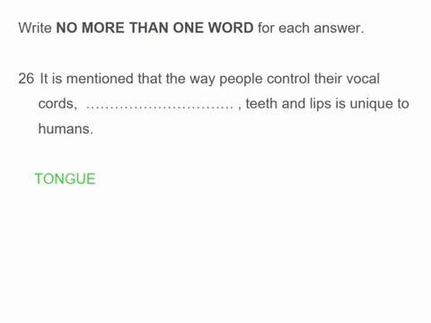Next one, it is mentioned that the way people control their vocal cords, blank, teeth, and lips is unique to humans. All right, again, another spot for prediction here. We've got a bunch of nouns. We know we're going to listen for a noun. All of these are related. And so perhaps that word tongue stood out to you as belonging to this list as you were listening to the passage. Hopefully so. This is where it comes in the discussion.